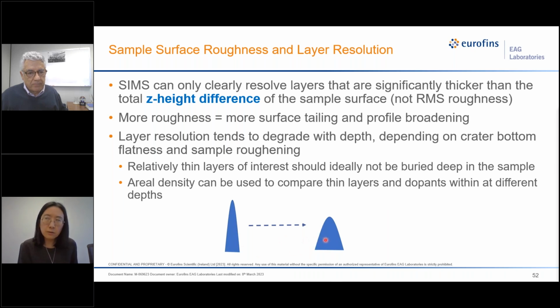Also, for samples with a superlattice region, where you want to compare the first few layers versus the last layers, it's inevitable that we will get broadening in those superlattice regions. But if you still want to make comparisons of either the composition or the dopants within them, you can use the areal density to compare. If they are the same, even if it gets broadened, the number of atoms is going to be the same, so the area should be the same also.